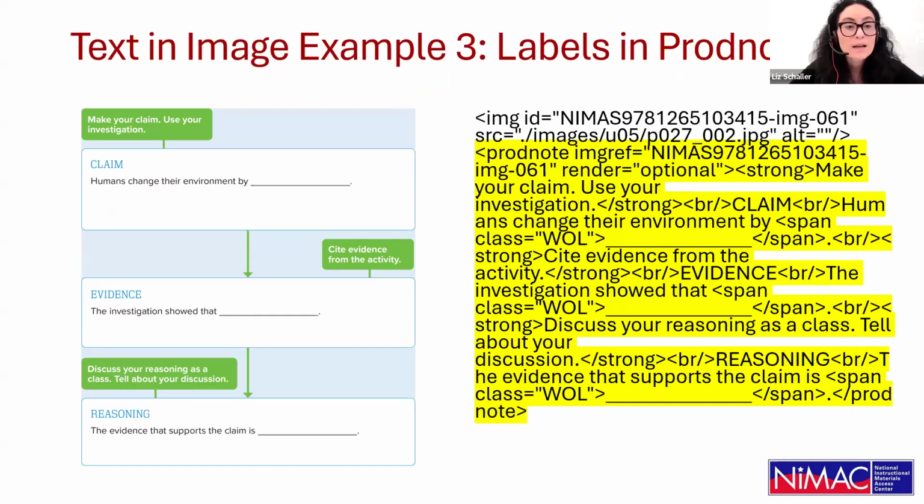This third example is an image that is complex and that heavily relies on text. And this is an instance where the labels should be provided in a prod note, and they were by the vendor here and done well. So this is a flow chart talking about making a claim and how you can compile evidence to support your reasoning for that claim. And all of the labels in this image, including the write-on lines, are included in the prod note. So this is a great example of a time when the label should be included in a prod note.